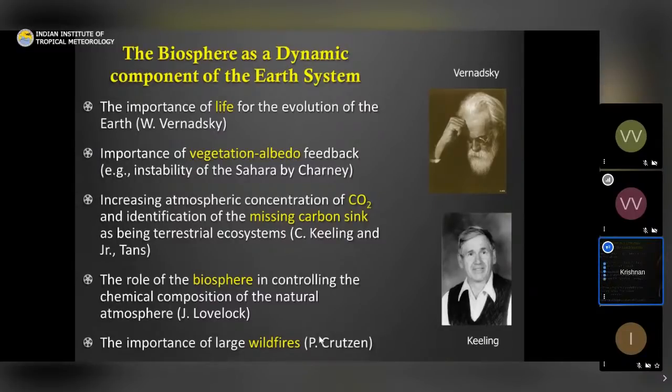Then the vegetation albedo feedback for the Sahara, changes in the Saharan precipitation, Charney had proposed this. And changes in atmospheric carbon dioxide, the missing carbon link. So Charles Keeling, and the role of the biosphere in controlling the chemical composition of the atmosphere, and also the trace gases. So major contributions also on wildfires, from Paul Crutzen.